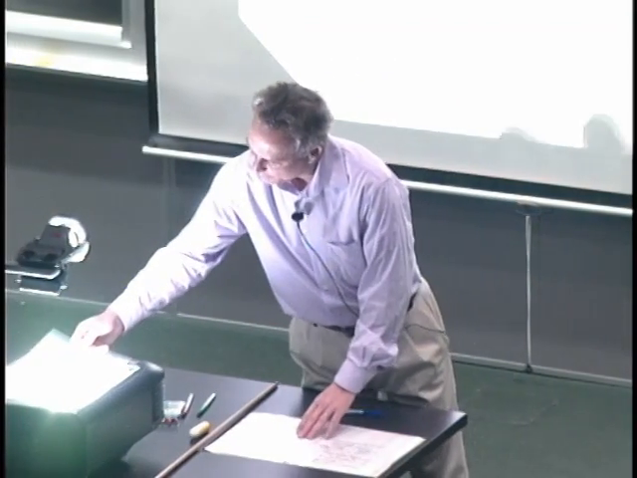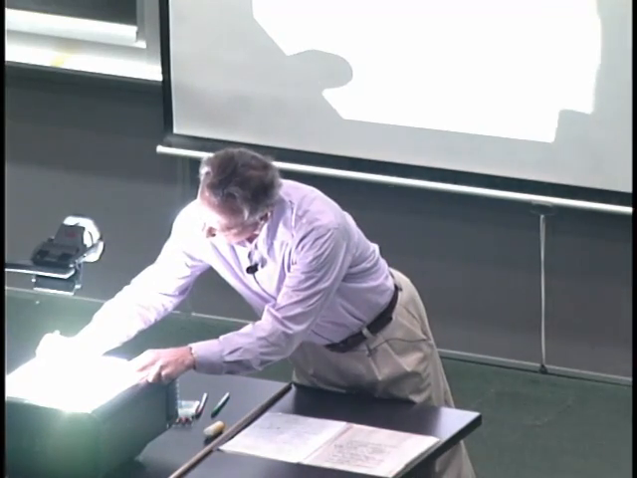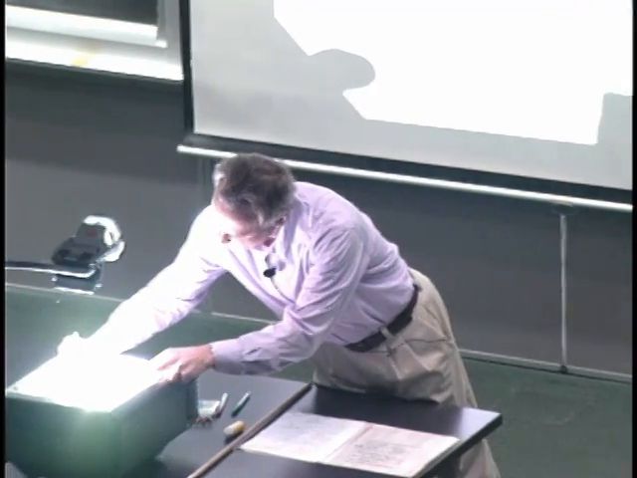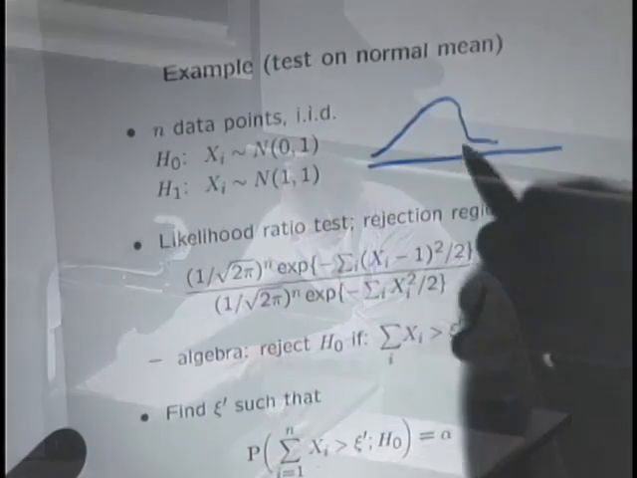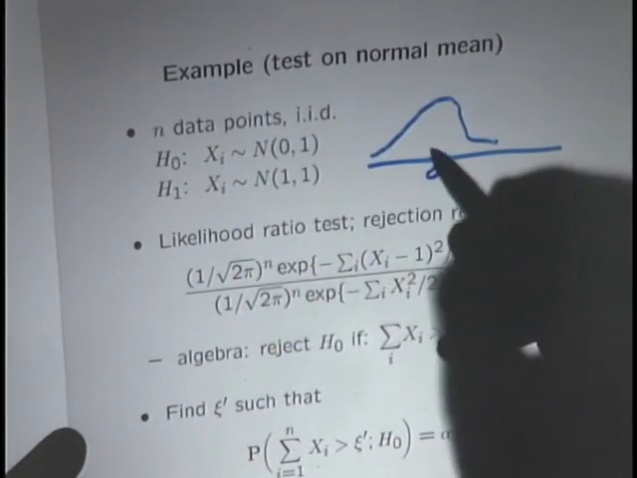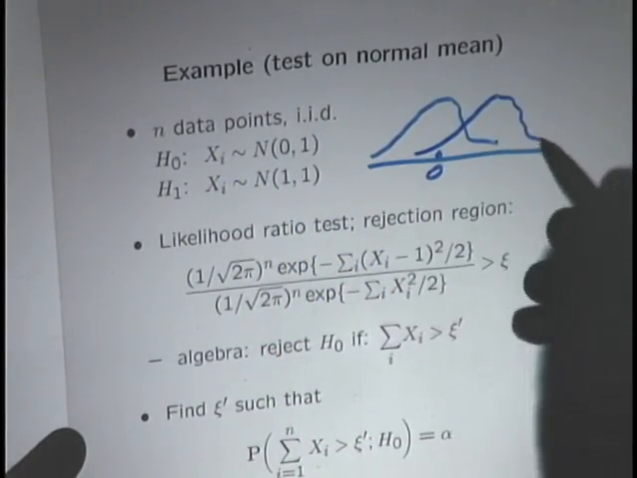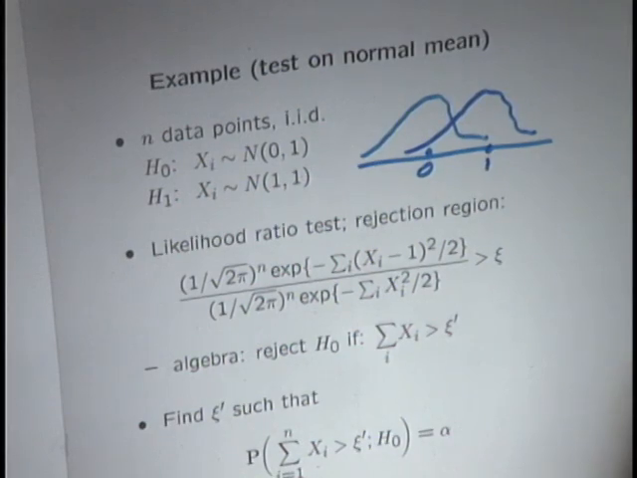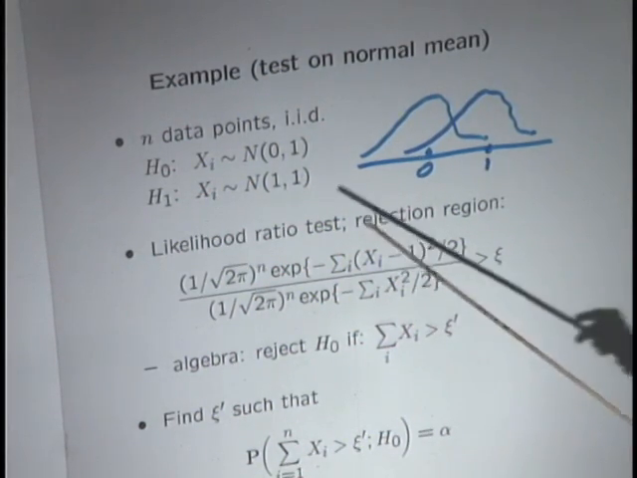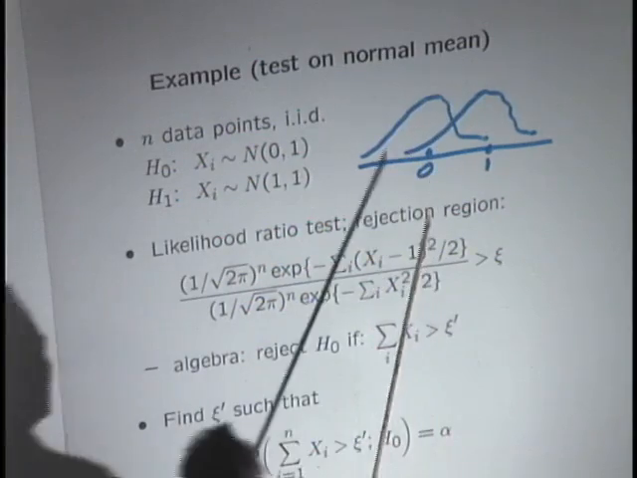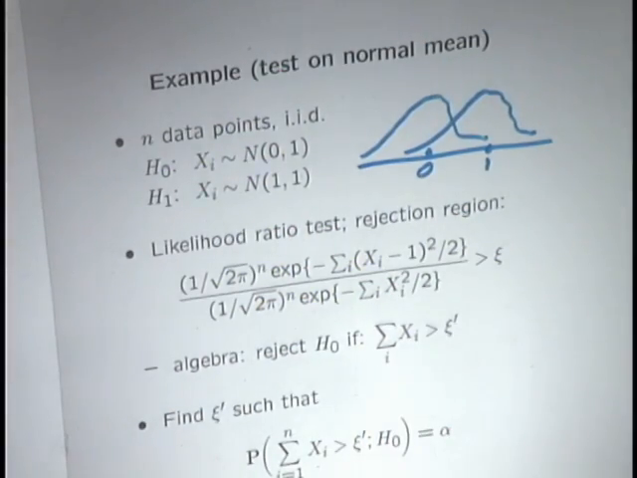So let's make all this concrete and look at a simple example. We have two normal distributions with different means. So under H0, you have a mean of 0. Under H1, you have a mean of 1. You get your data. You actually get several data drawn from one of the two distributions, and you want to make a decision which one of the two is true.